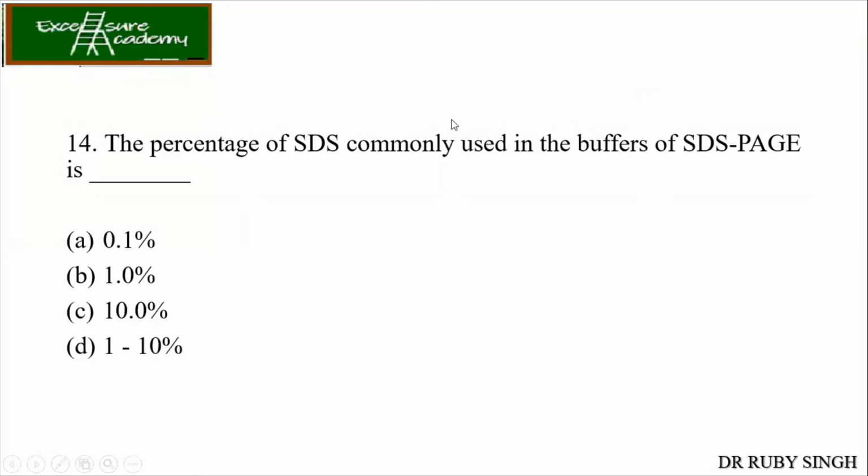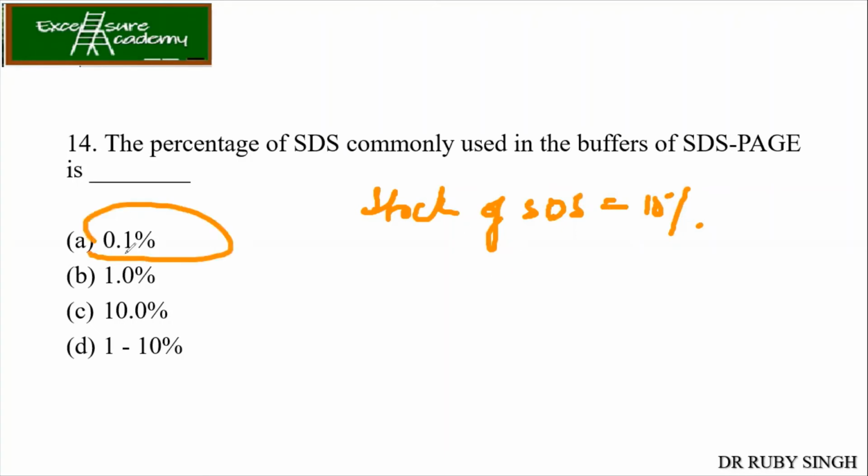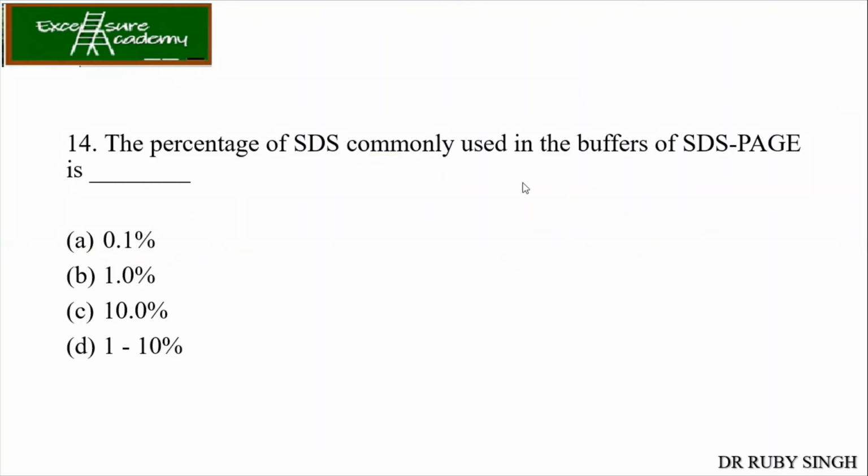Now the next question: the percentage of SDS commonly used in the buffers of SDS-PAGE is. Usually whenever we study about this, we always say that the stock of SDS is always prepared as 10%. But when it is used inside the SDS-PAGE, it actually becomes 0.1%. So whenever the question is asked the percentage of SDS used in the buffers of SDS-PAGE, the answer is 0.1%. But when the stock is being prepared, it is 10%. So please do not get confused. Moving on to the next question.